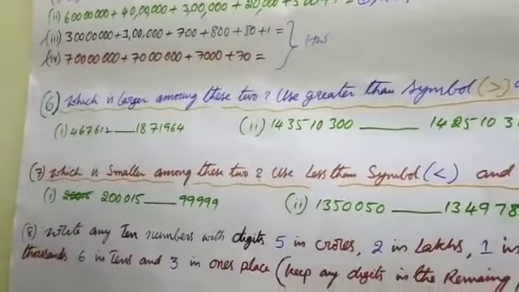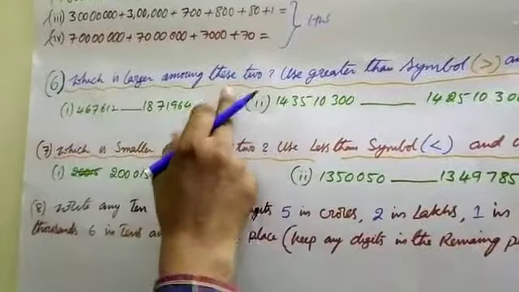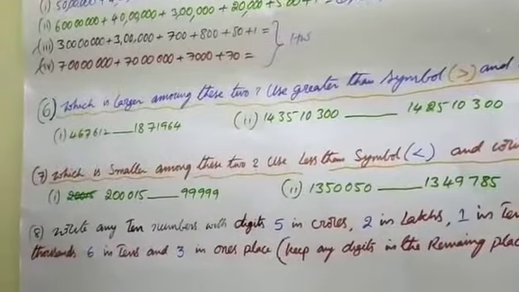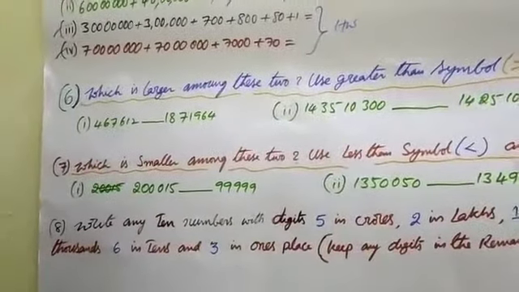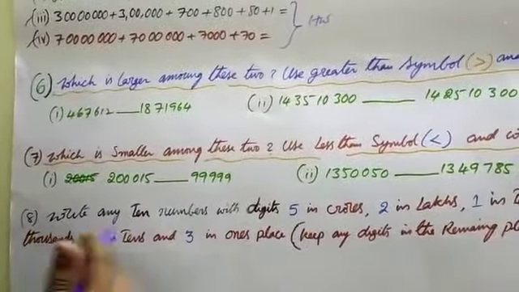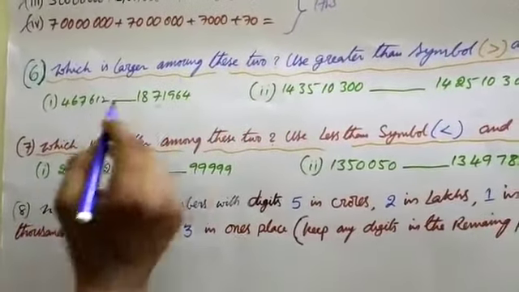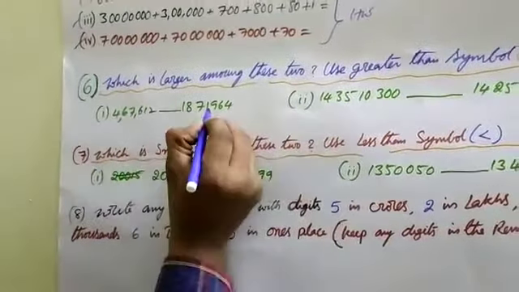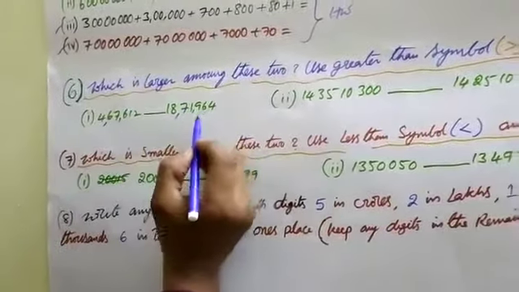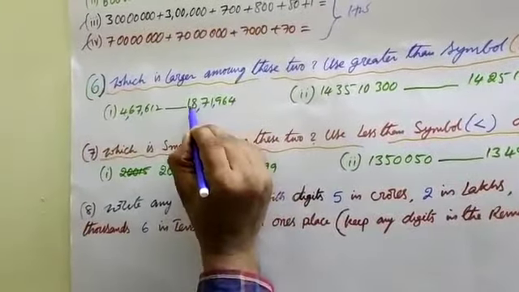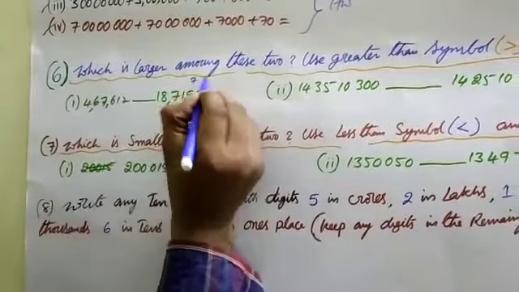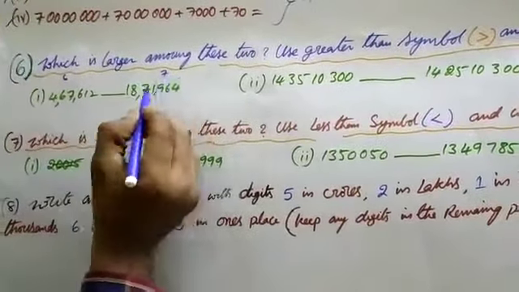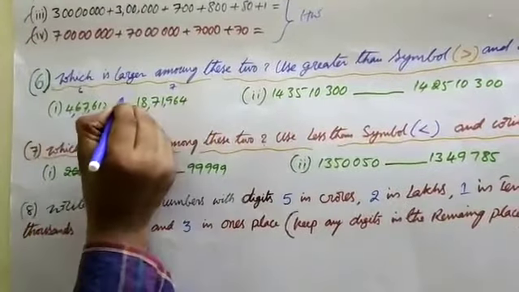Go to 6. Which is larger among these two? Use the greater than symbol and write which is big and which is small. We already discussed this in earlier classes. See, first of all, divide the number with commas. How many digits on the right side? 1, 2, 3, 4, 5, 6, 7. Here it is 7. 1, 2, 3, 4, 5, 6. Here it is 6. Which is big? The 7-digit number is big.